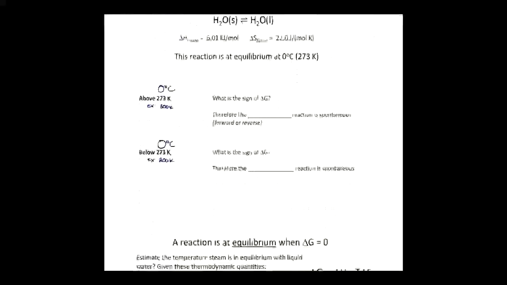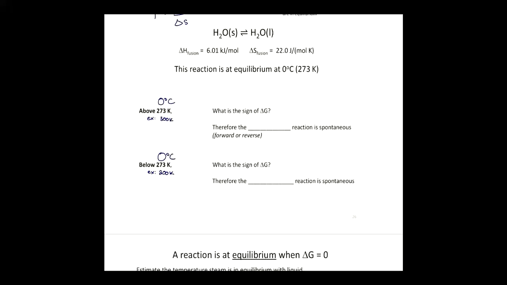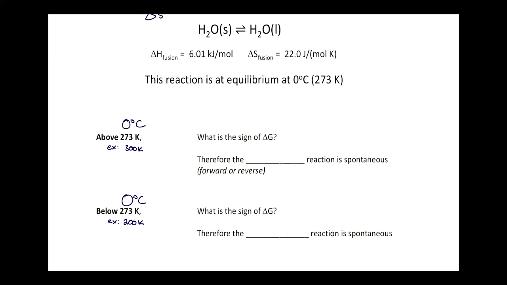We can also find boiling point temperatures. Oh, that's the next slide. So actually, before I move on, we know that this reaction is at equilibrium when the temperature is equal to 273 Kelvin. We know this because delta G is equal to 0 at that temperature. So let's ask ourselves, what do you think the signs of delta G are, and is this reaction spontaneous at different temperatures? So let's pretend we're above 273 Kelvin.